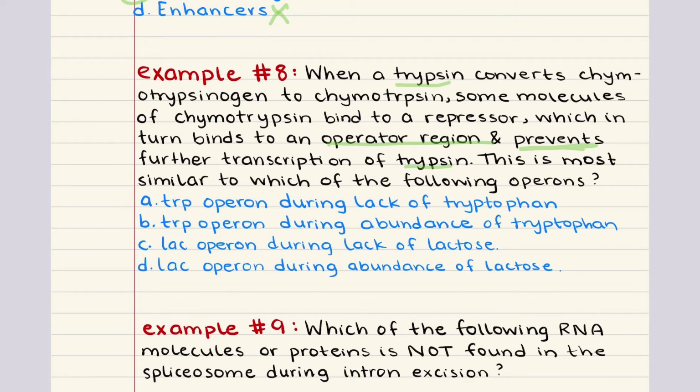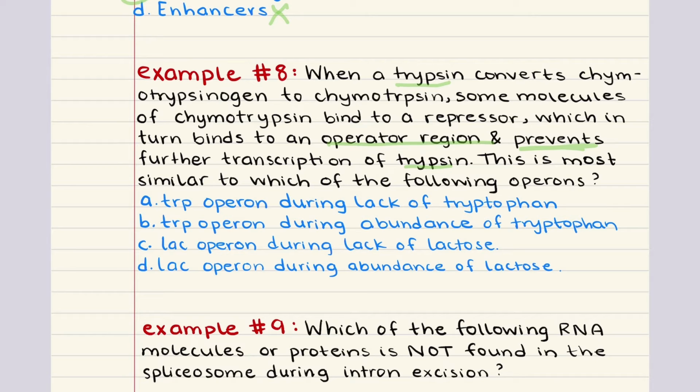So let's break this down. The passage tells us that when trypsin converts chymotrypsinogen to chymotrypsin, some chymotrypsin feeds back and binds to a repressor. That repressor then binds the operator and it blocks further transcription of trypsin. This is a classic negative feedback loop where the end product shuts down its own synthesis. And that's exactly what happens in the trp operon when tryptophan is abundant.